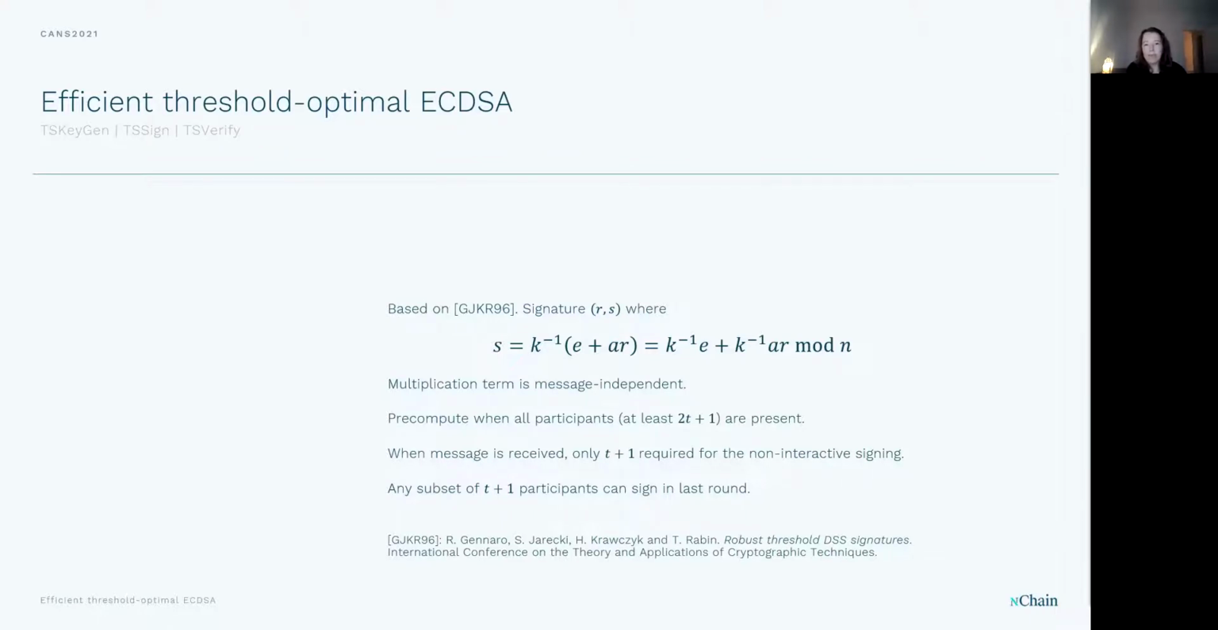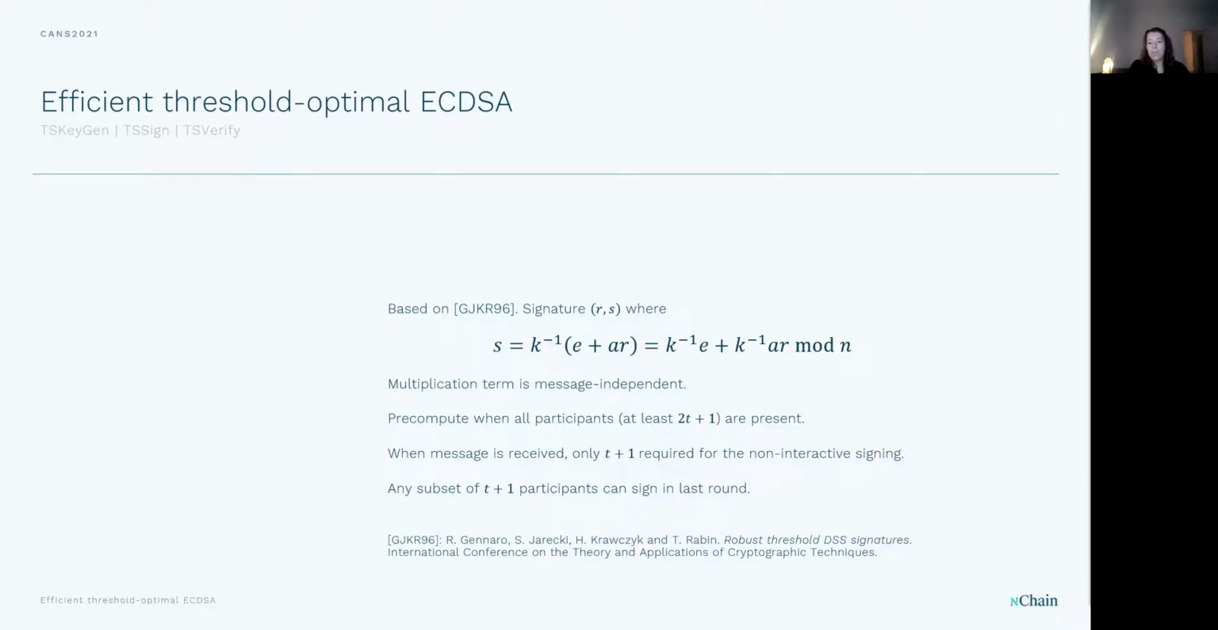these brackets. The thing that causes a challenge around this threshold optimality is the K inverse times A. If you expand out these brackets, you find K inverse times E plus K inverse times AR. And you notice that the second term, K inverse times AR, where you do this multiplication of shared secrets, is message independent. So what is proposed is to pre-compute this message independent term when all participants are present. And in order to do the computation, you still need 2t plus 1.